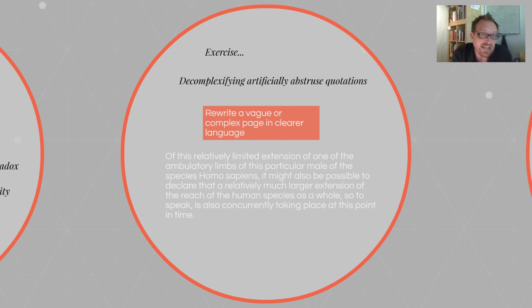Now, the exercise for this rule of thinking is that we're going to be decomplexifying artificially obtuse quotations. So what we have here are arguments that are given to us in these small quotations, and I believe all of them come from real sources, so we're not making this stuff up, but it's extremely difficult to understand. And so one of the tasks for practicing our critical thinking skills is to take a passage and rewrite the passage in language that's clear and simpler.